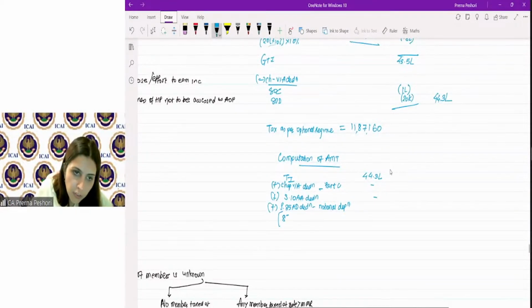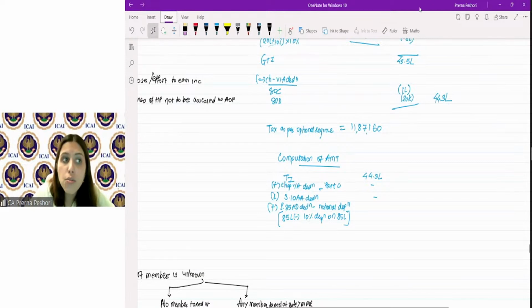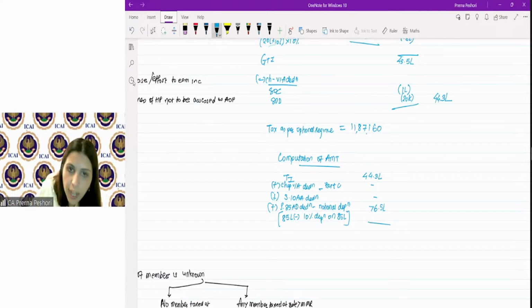So, 85 lakh minus 10% depreciation on 85 lakh, because this is in relation to the building only, right? This entire capital expenditure is on building. So I have to consider the notional depreciation on that, which will be 8.5 lakh, isn't it? So this will be 85 minus 8.5 lakh, 76.5 lakh needs to be added back.